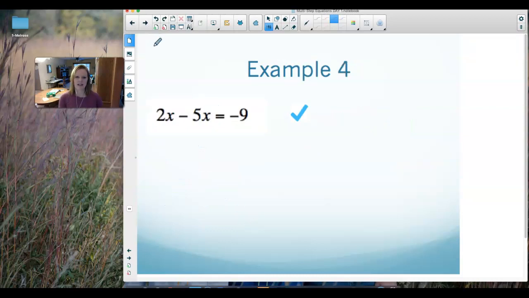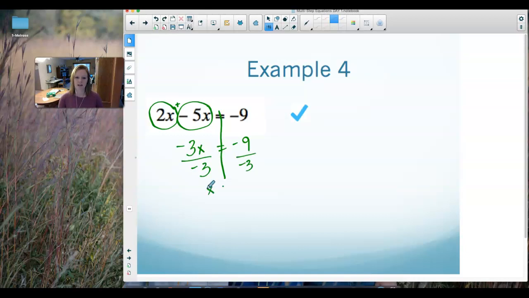Okay, last example for today. This time, you notice the problem is just flipped around a little bit. It doesn't matter. That just means our x's are on the left-hand side instead. And so we can combine our like terms, 2x minus 5x, or 2x plus negative 5x. That's negative 3x equals negative 9. And we finish by dividing by negative 3. So x equals 3.